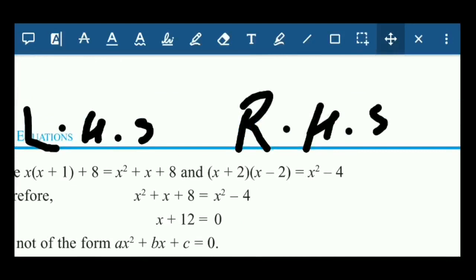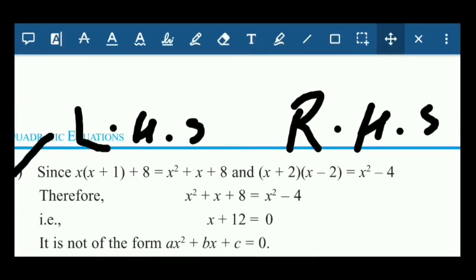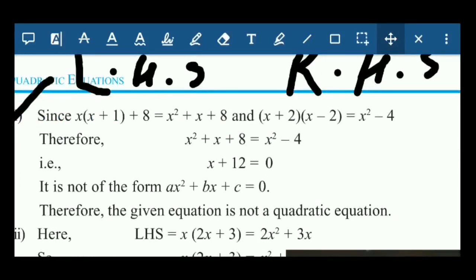Then you will solve its right hand side. After simplification, you will get x square minus 4, and then according to the question, you can compare both the left hand side and the right hand side. After comparing and solving, you will get an equation, that is x plus 12 equals 0. So it is not in the form of x square plus bx plus c equals 0, and therefore the given equation is not a quadratic equation.